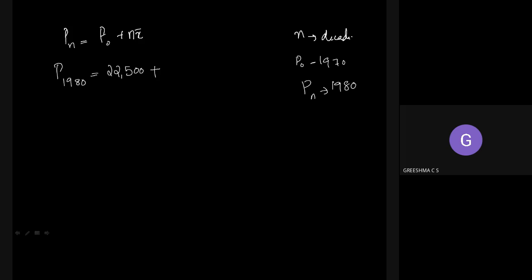A 10 year gap means 1 decade. So 1 into x bar. X bar we have found to be 4833. So you will get this as 27,333.